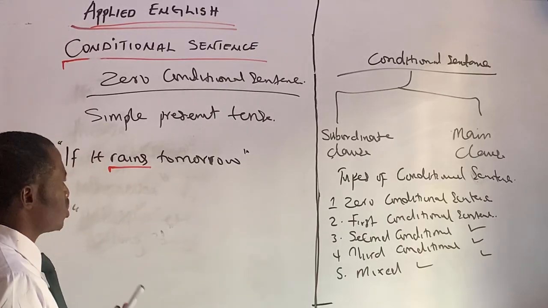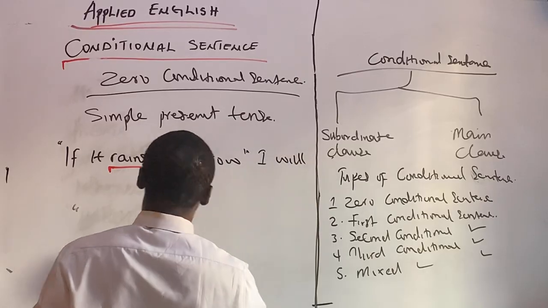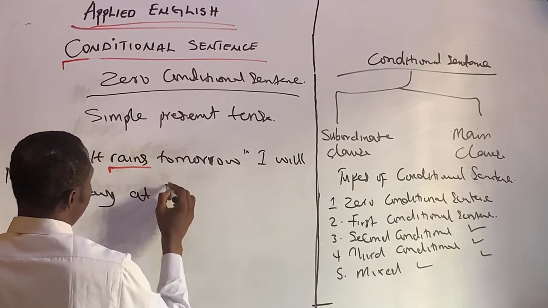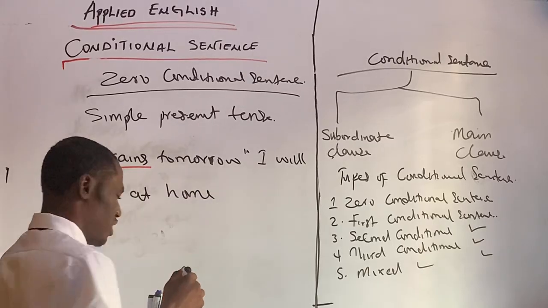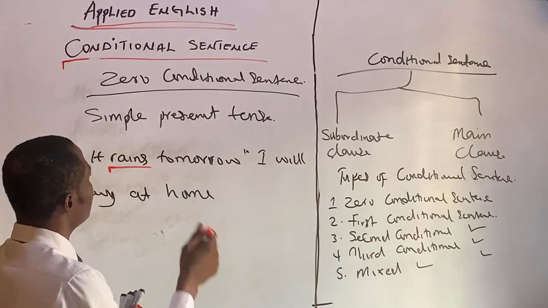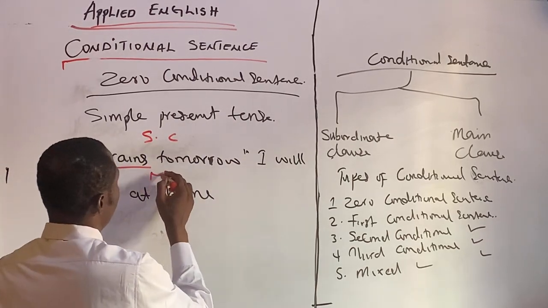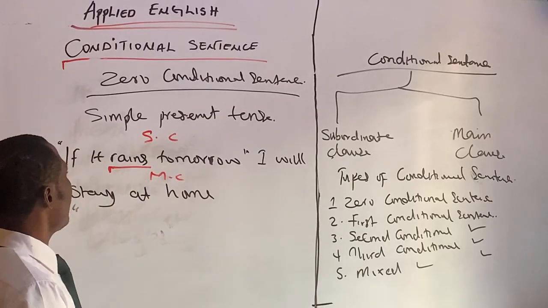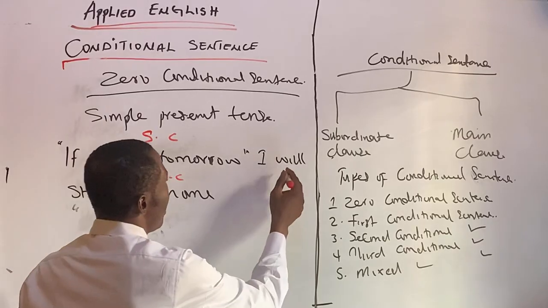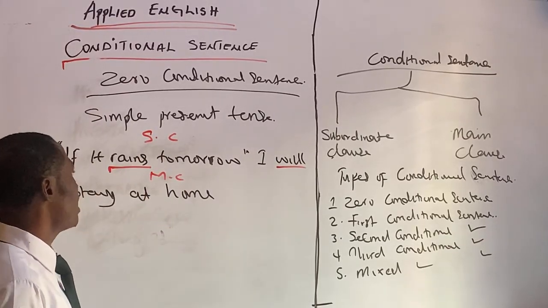So if it rains tomorrow, I will stay at home. All right. If it rains tomorrow, I will stay at home. Look at the first clause. This is the subordinate clause. From here is the main clause. And understand that over there in the subordinate clause, we have the present tense, rains, and we have the present tense, will. If it rains tomorrow, I will stay home.